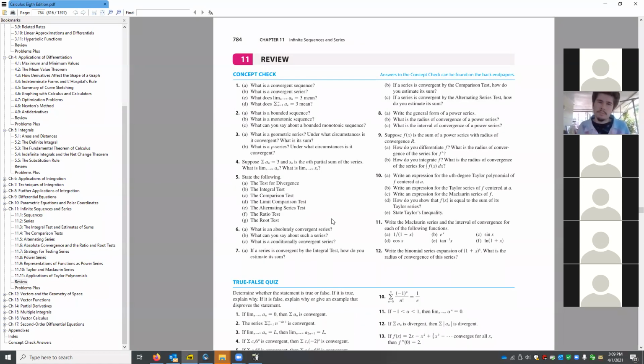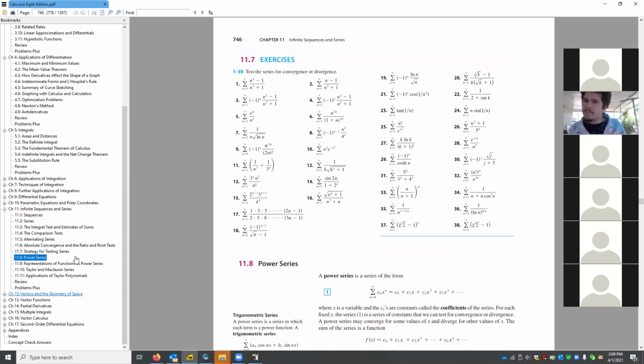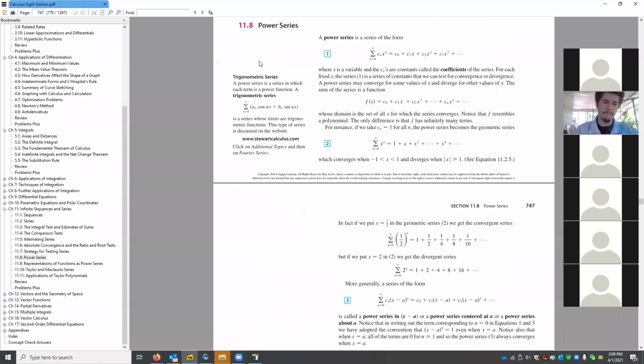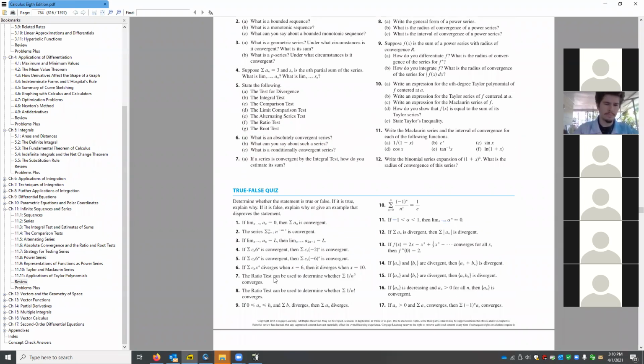If you go to the review in chapter 11, there's some stuff worth looking at in here. Don't worry about anything to do with power series, right? If it talks about power series, you can ignore it, because that's 11.8. That's where we're going to go after the test. We'll be finishing up by talking about power series. But if you're looking for extra problems to work, these things would be good. Make sure you can actually just state what the tests say. Make sure you know what an absolutely convergent series is. Make sure you understand what they're asking for here. These sort of things would be good to look at.